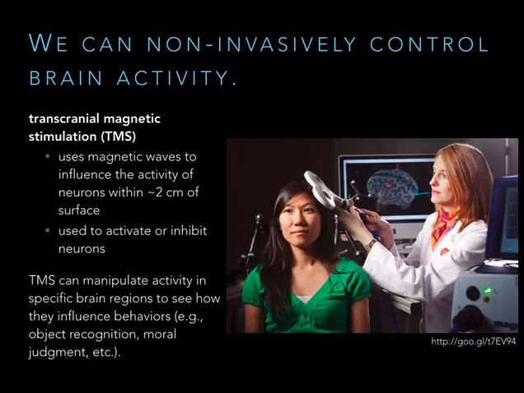Now, the issue with TMS is that it has to be near the surface. Okay, we can't stimulate deep brain regions, but we can stimulate the cortex pretty well. All right, so we can affect people's sensations and perceptions, as well as their motor output. This is kind of cool.